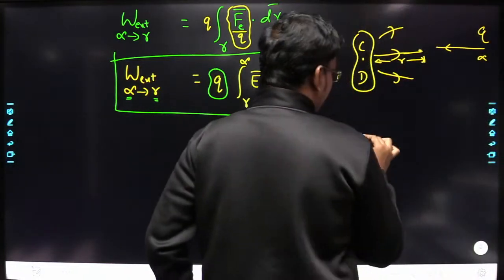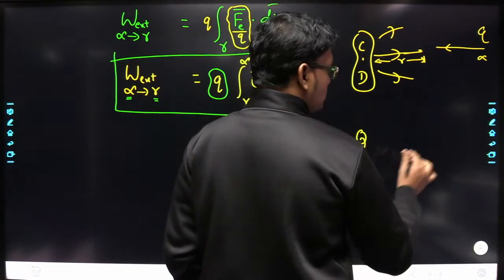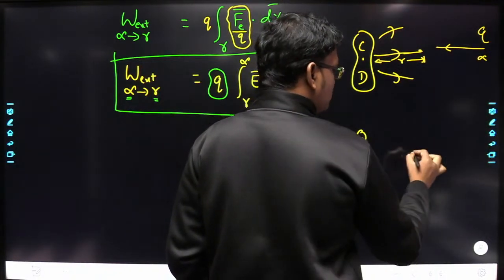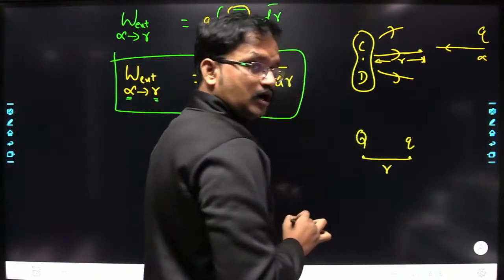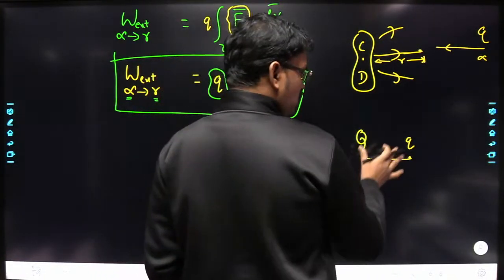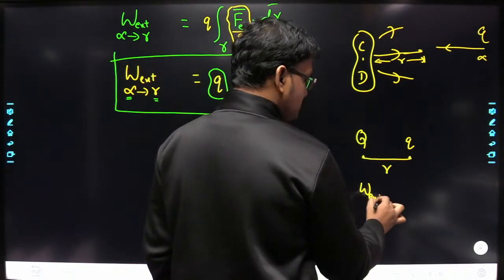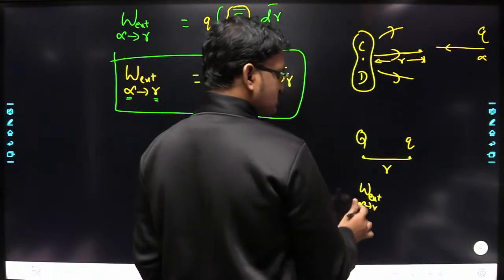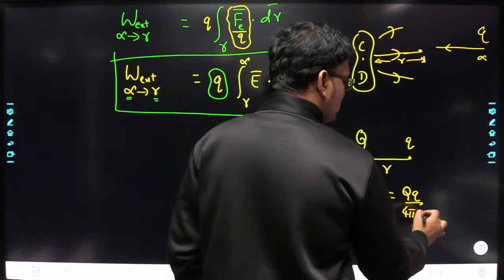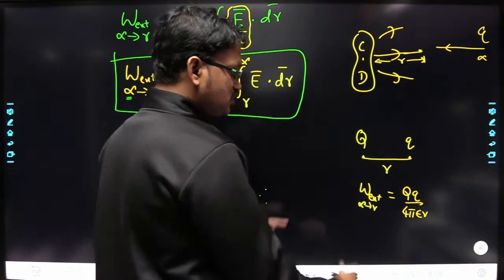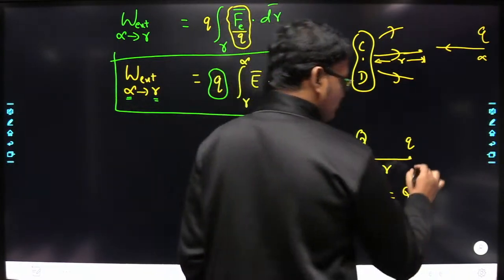For example, let us say this charge distribution is capital Q, and you have taken small q from infinity to this location, where the distance from here to here is R. Now what is the potential energy we got? The potential energy, that is the work done in order to move the charge from infinity to R, is Qq by 4 pi epsilon R. This is the potential energy at R with respect to infinity.